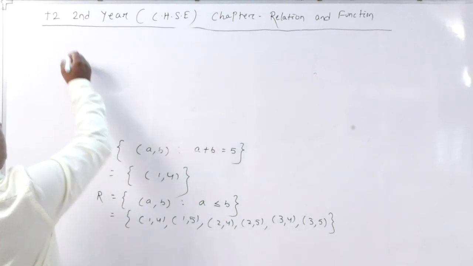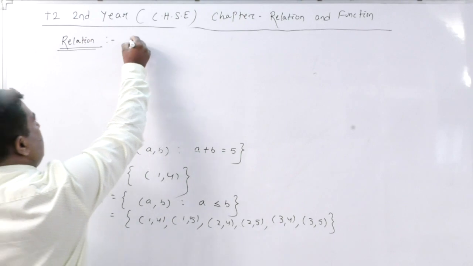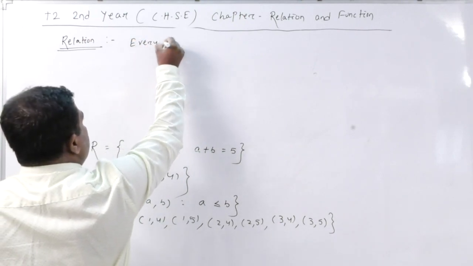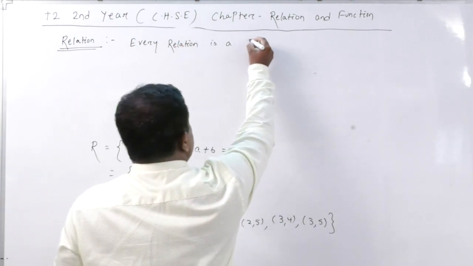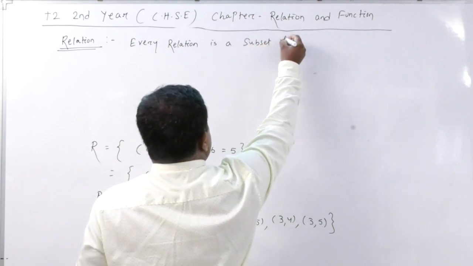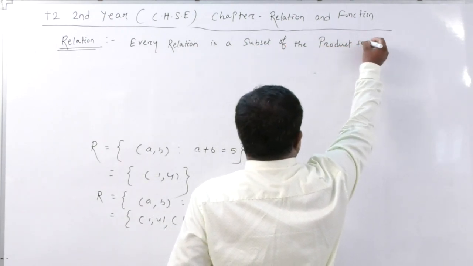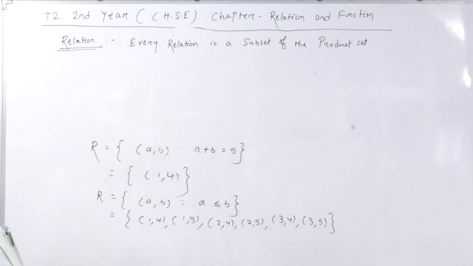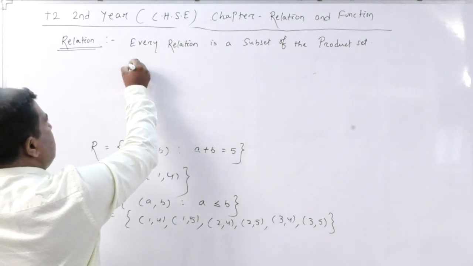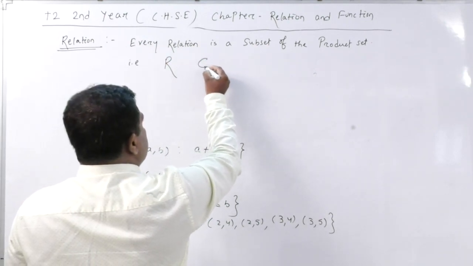Okay, now we will go for relation. So every relation, the definition is, every relation is a subset of the product set. As we see, both are subsets of our product set, the previous product set. So every relation is a subset of the product set. Yes or no? Mathematically you can say, if the relations are denoted by the symbol R, then R is a subset of what?